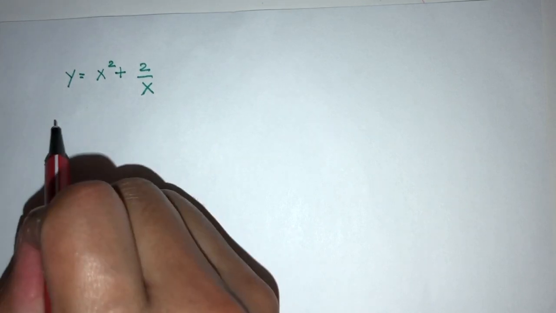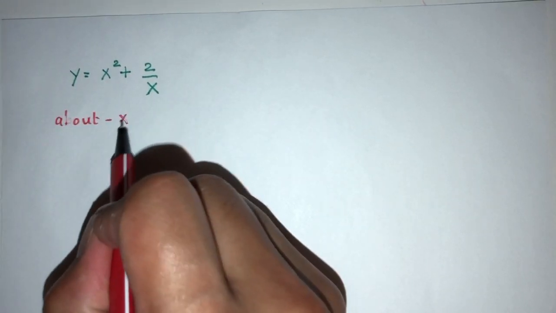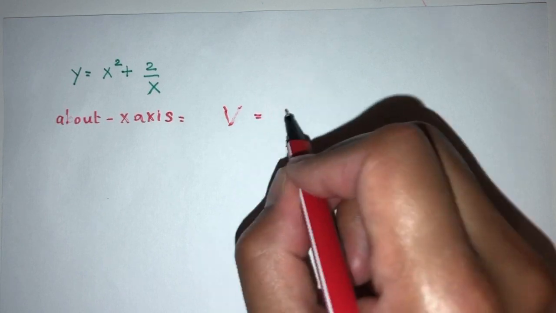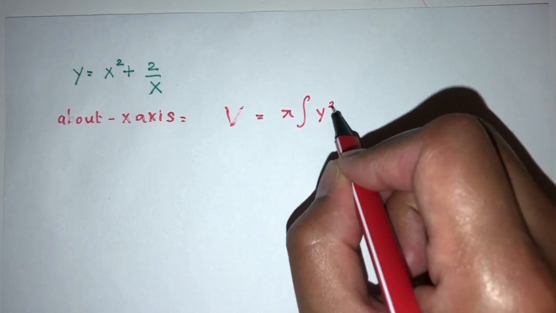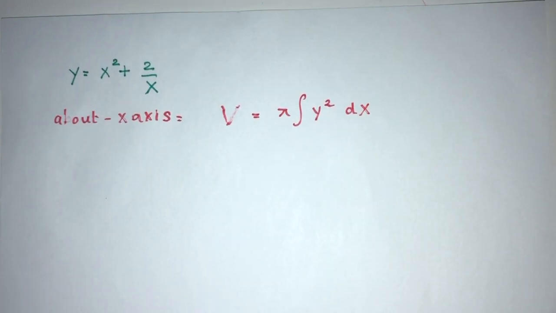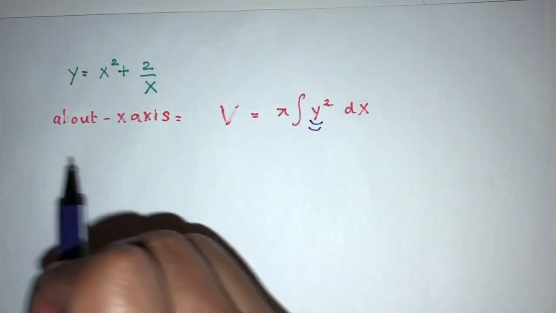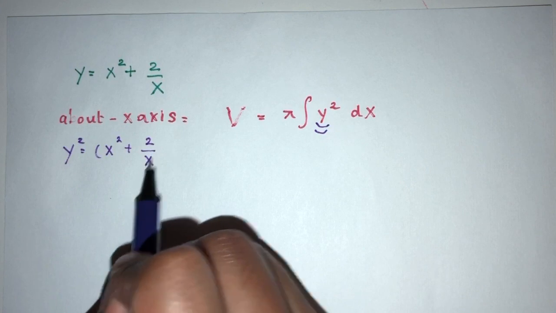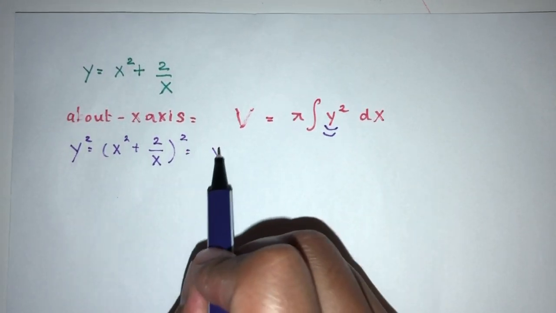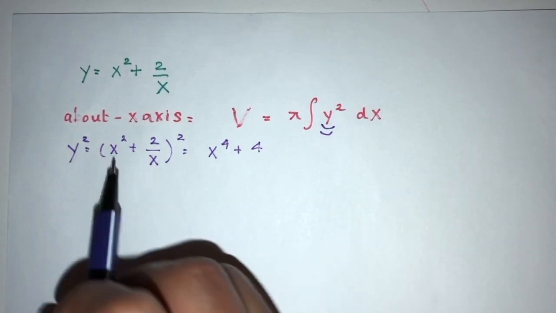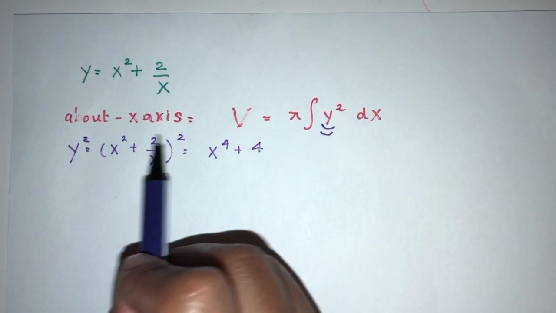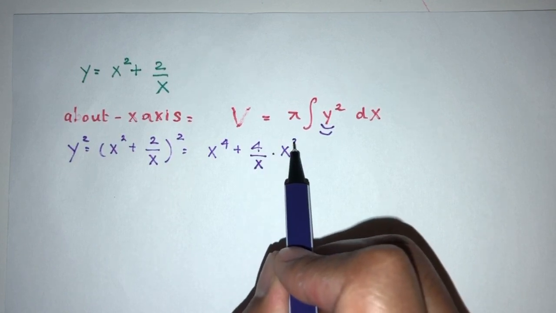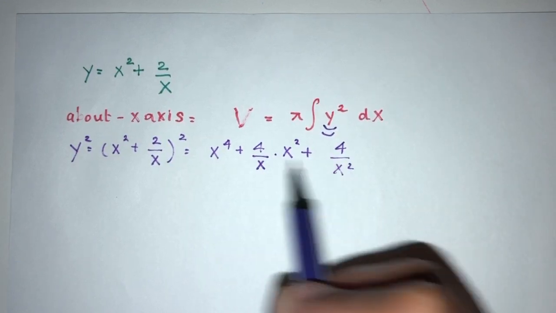So we know that about the x-axis, there's only one thing we can do, which is use the formula: the volume is pi multiplied by the integral of y squared with respect to dx. We know y, so we have to find y squared. So let's find y squared. y squared will be x squared plus 2 over x, all squared. That should be x to the power 4 plus 4 over x squared. Here you'll have 2 times this times this, that will be 4 over x times x squared, and then plus 4 over x squared. That should be cancelled out.